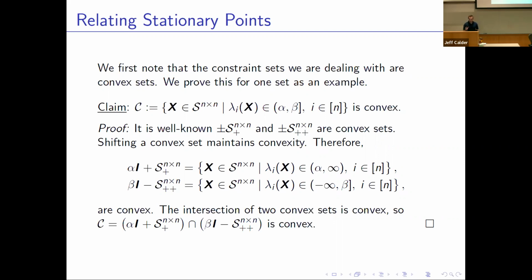The only reason I have this in here is because I want to relate the first order stationary points of our two models. Because I'm dealing with a convex set in the constrained problem, this allows that relationship to be more easily represented.